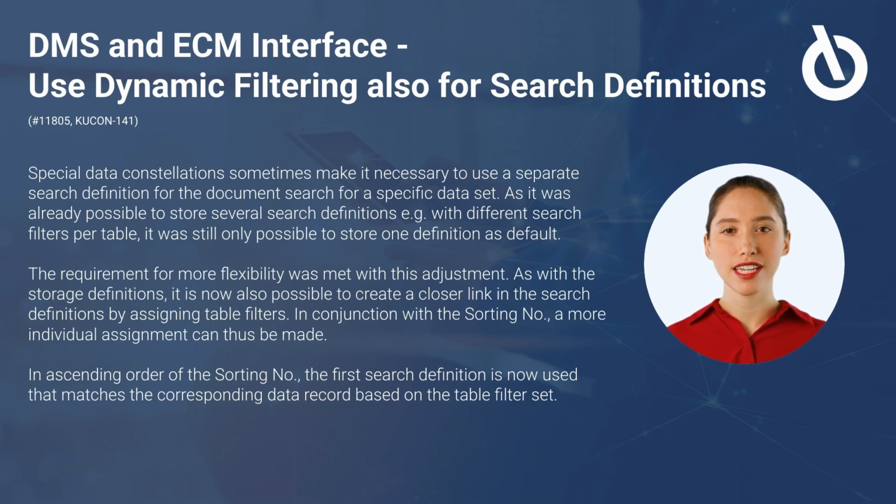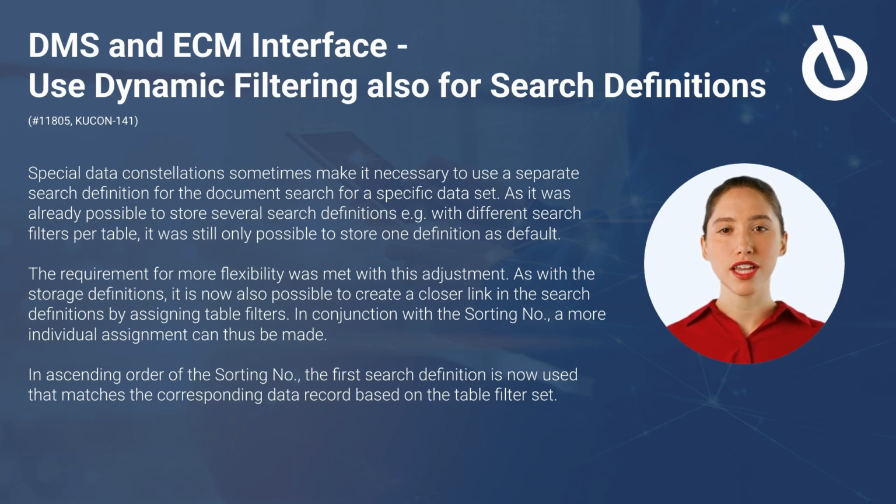The next one is about dynamic filtering. Special data constellations sometimes make it necessary to use a separate search definition for the document search for a specific data set. As it was already possible to store several search definitions, for example, with different search filters per table, it was still only possible to store one definition as default. The requirement for more flexibility was met with this adjustment.